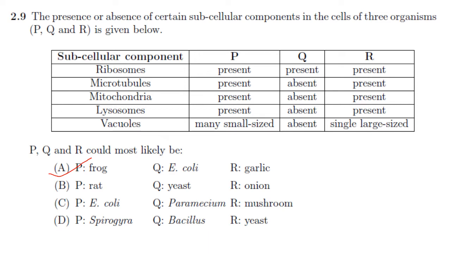We will see for the other one also. Ribosomes are present, other organelles are also present, and a single large sized vacuole is present. So naturally it is a plant cell. So the option is garlic, R. So the option which is correct is A. P frog, Q E. coli, R garlic.